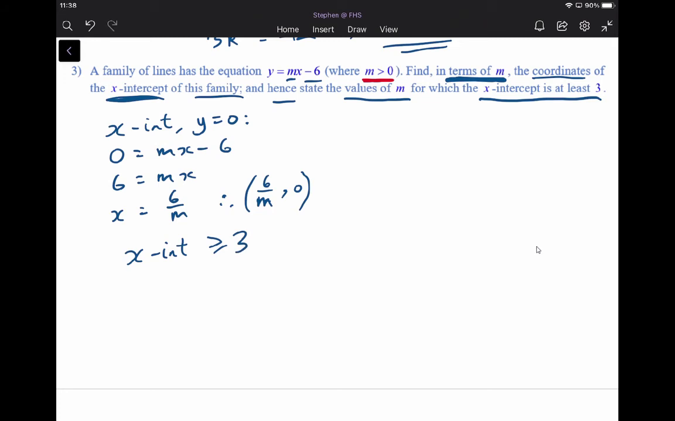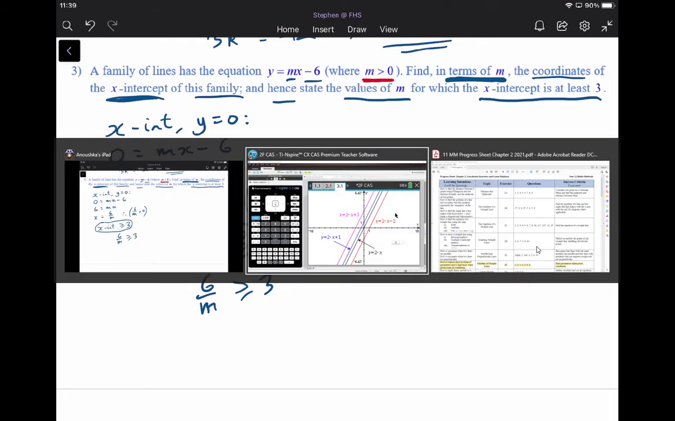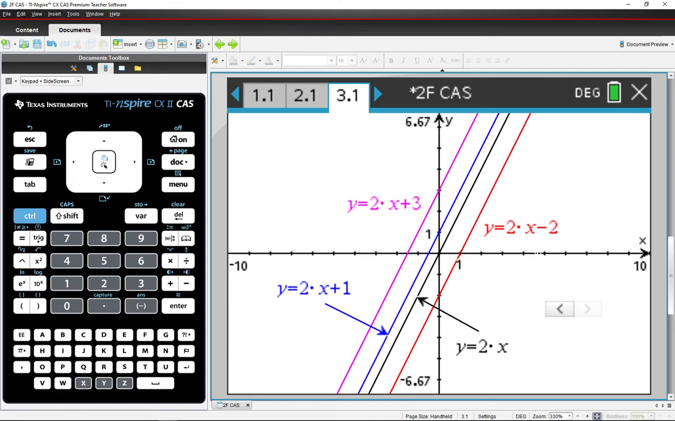Okay, so at least means greater than or equal to. This is very important. So what we now need to do is take that x-intercept, which is 6 over m, and make it greater than or equal to 3. Now this is a bit of a strange inequality. It's not something that we can do easily by hand, so we're going to use our calculator to assist us. So we're simply going to solve the inequality: 6 over m is at least 3.